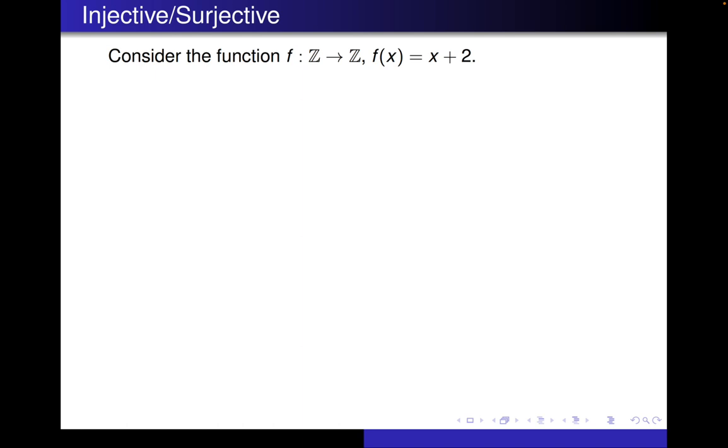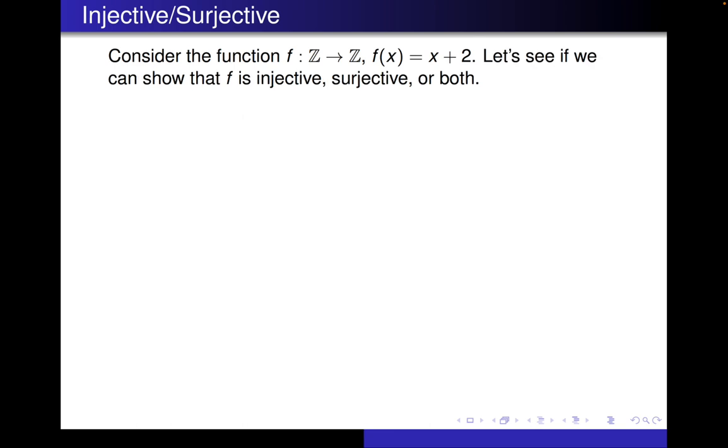So now let's look at a particular function. We're going to call it f. The domain is Z, and the codomain is also Z, the set of integers. And the formula is given by f of x equals x plus 2. So let's see if we can show if it's injective or surjective or both. So let's start with injective.